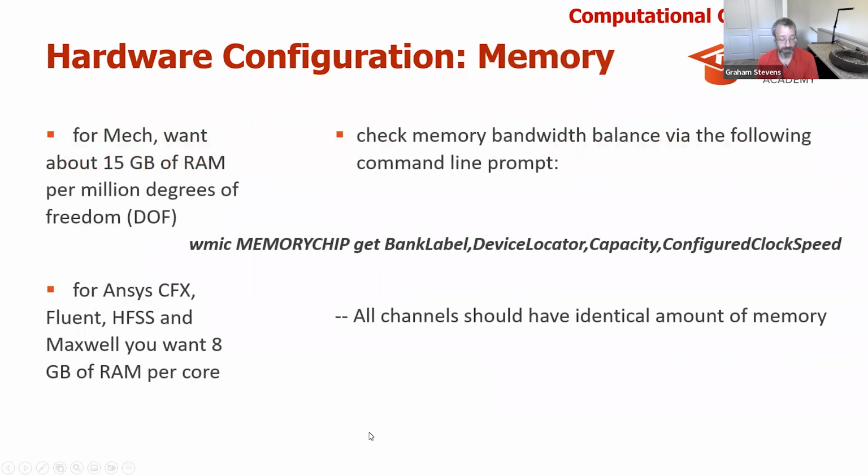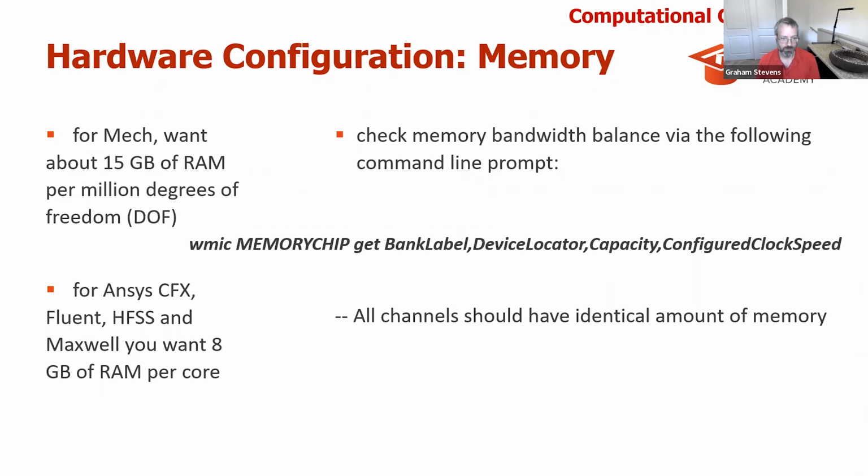Then we talk about memory and making sure that we've got enough memory for the job, that your machine is right-sized for the job. And so for Mechanical, you want about 15 gigabytes of RAM per million degrees of freedom. And for Ansys CFX or Fluent or HFSS and Maxwell, you want about 8 gigabytes of RAM per core. And so you can tell how many cores you have by looking at your Control-Alt-Delete and computer performance. The cores are sort of listed in the bottom right of your Windows machine.